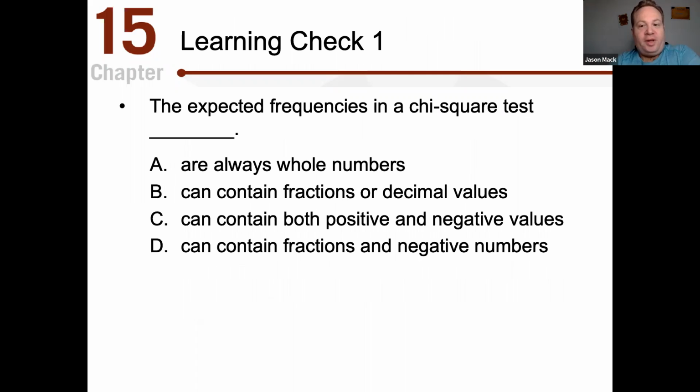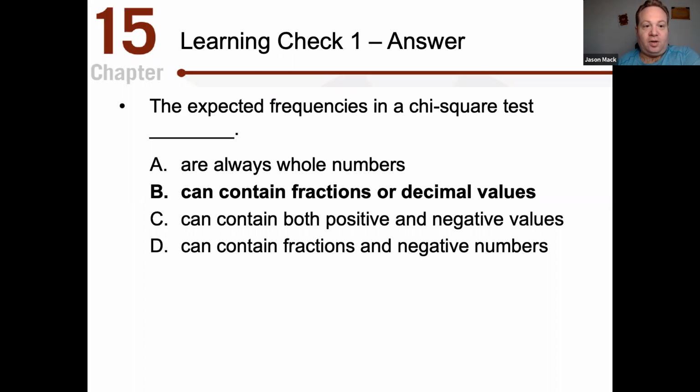Learning check 1. The expected frequencies in a chi-square test are always whole numbers, can contain fractions or decimal values, can contain both positive or negative values, or can contain fractions and negative numbers. Well, the expected frequencies in a chi-square test can contain fractions or decimal values.